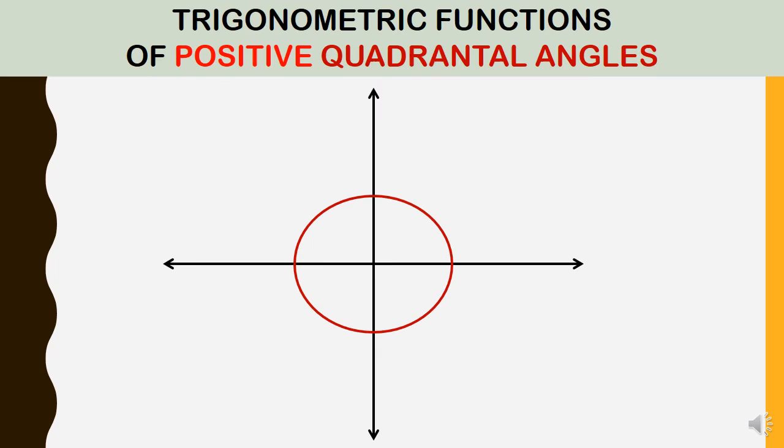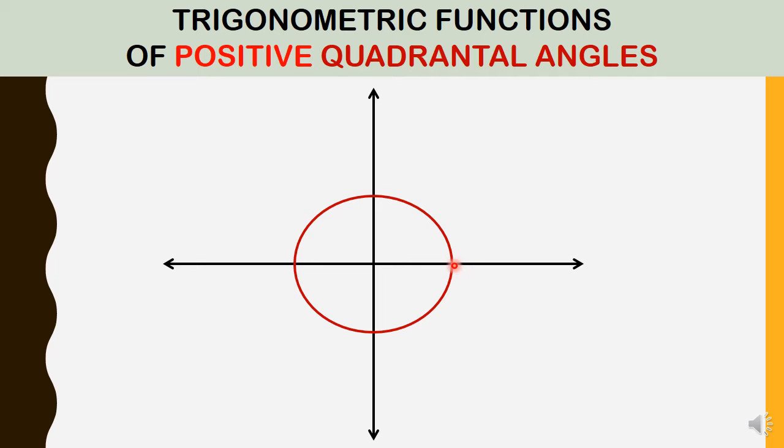Okay. Now, what are the trigonometric functions of positive quadrantal angles? So we have mentioned the quadrantal angles a while ago. The 0 degree here, the 90 degree, let's use a high laser pointer for that.